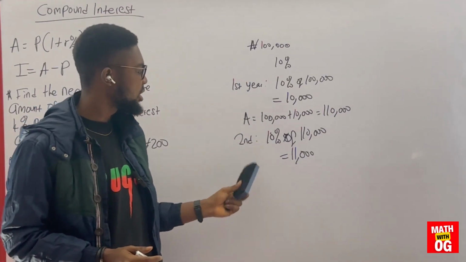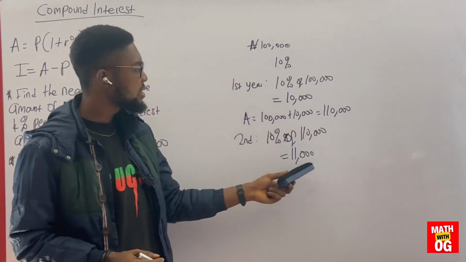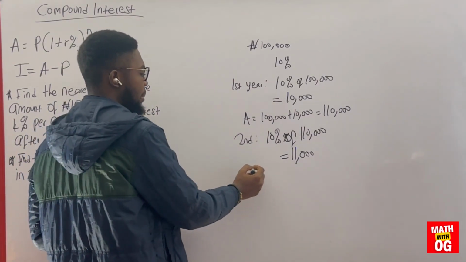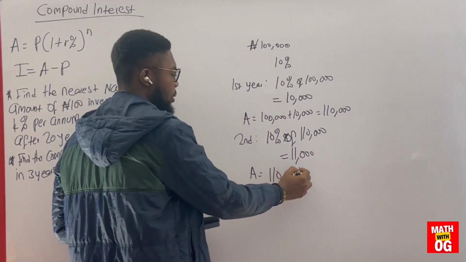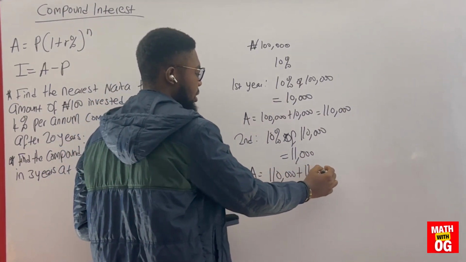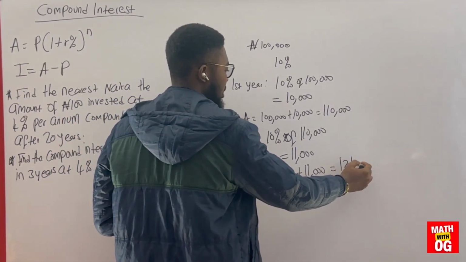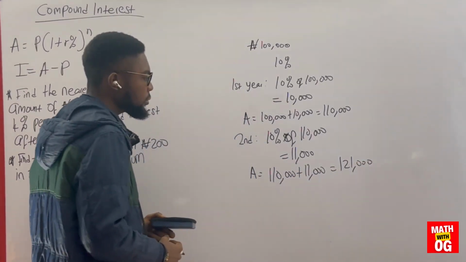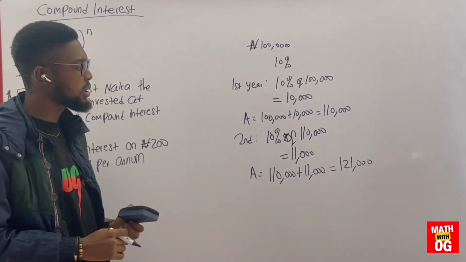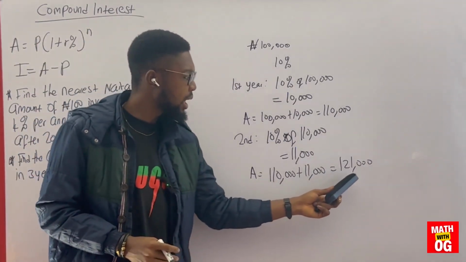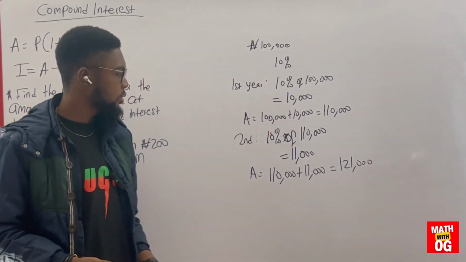So since my interest is changing, at the end of the second year, my interest became 11,000 naira. So if my interest is 11,000 naira, what will be my amount at the end of the second year? It is simply equal to 110,000 plus 11,000 naira, and I believe that this should give us 121,000 naira. Now this amount will act as the principal for the third year.